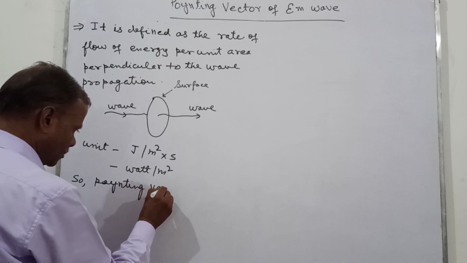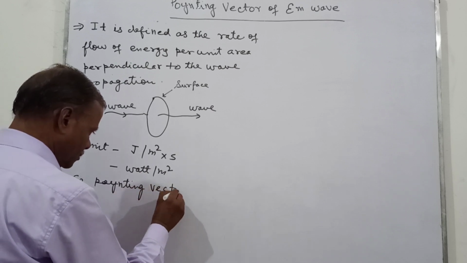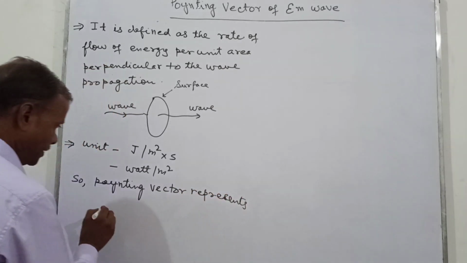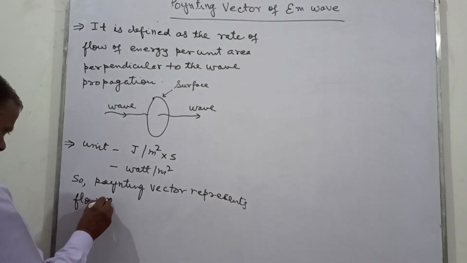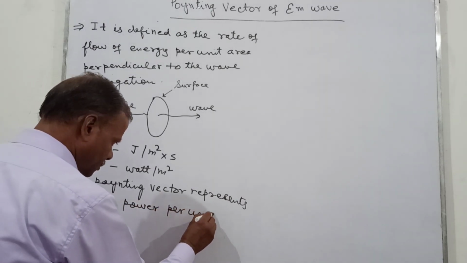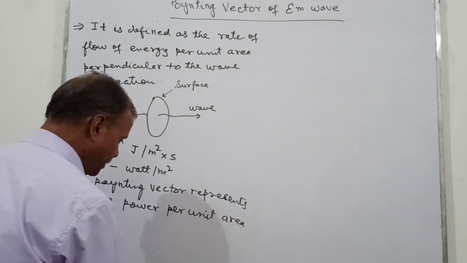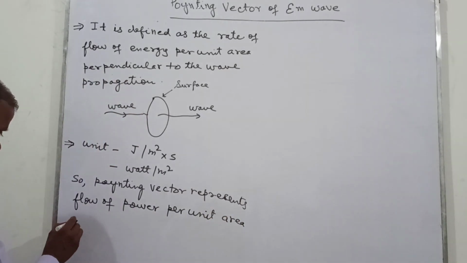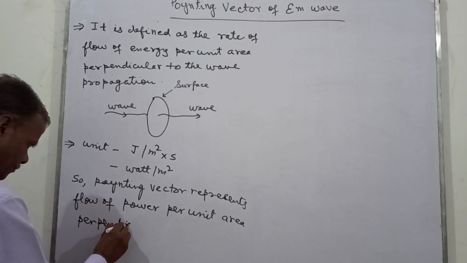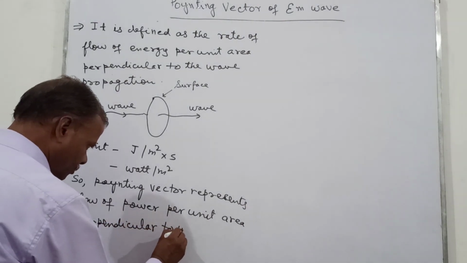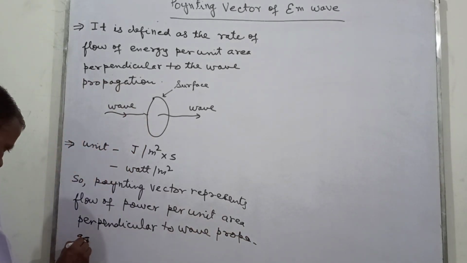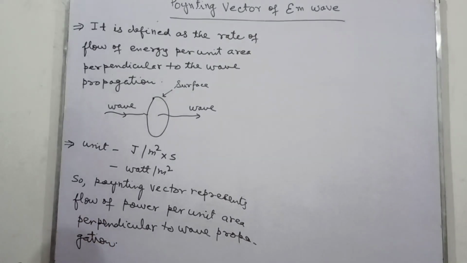Poynting vector represents flow of power per unit area perpendicular to wave propagation.